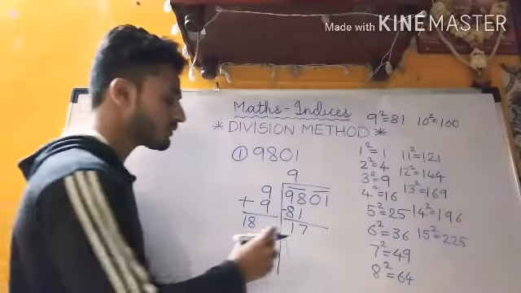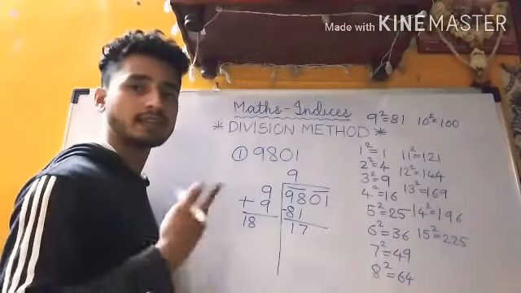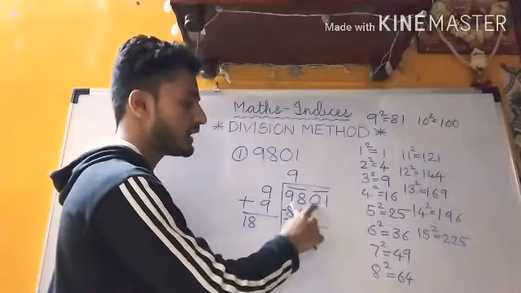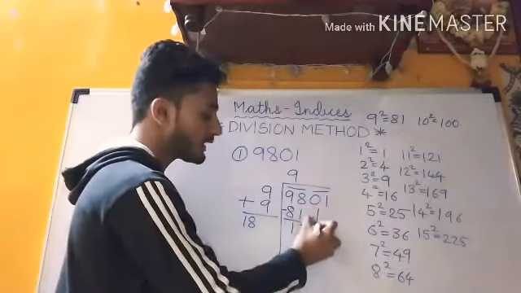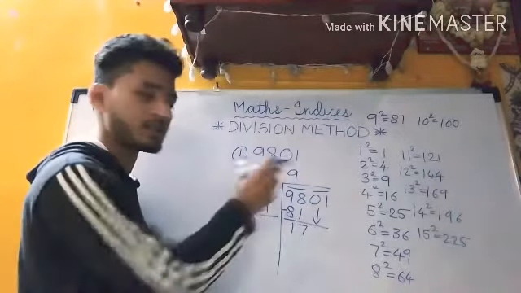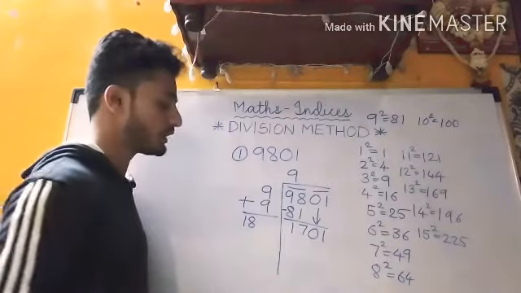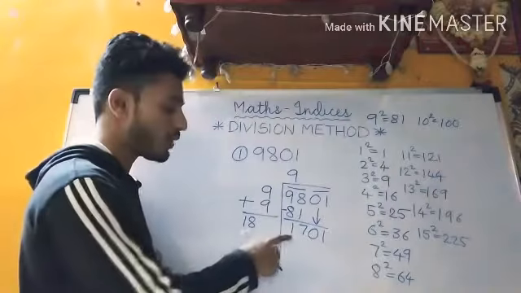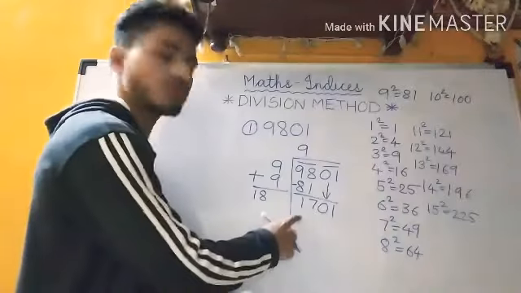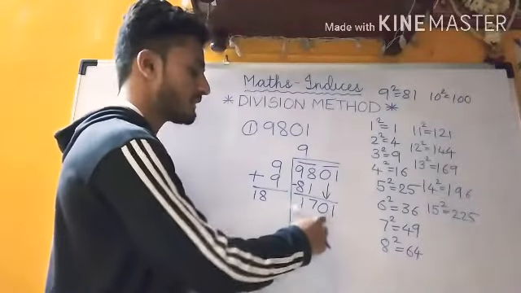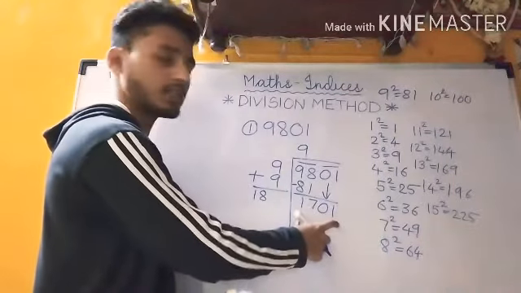Now the next step is that you will take the next pair. What is the next pair here? It is 0 and 1. You are going to take both the numbers together because it is a pair. So I have taken both the numbers. Now the number which is formed here is 1700, so the number is 1701. Okay, so this is the number.